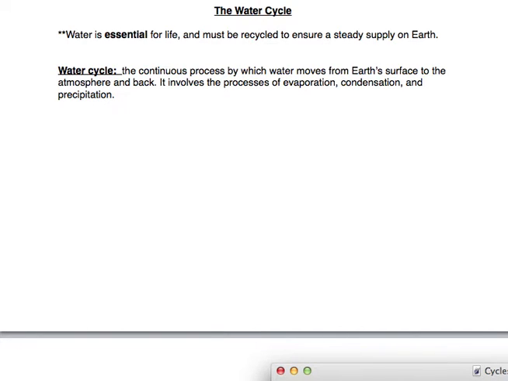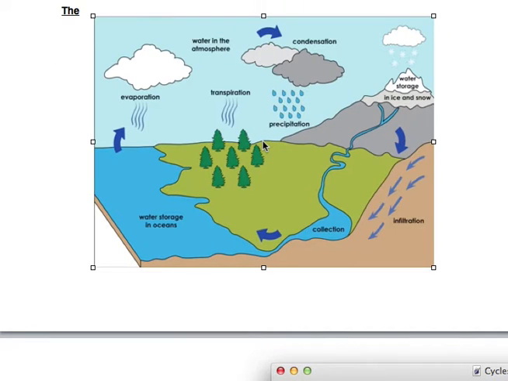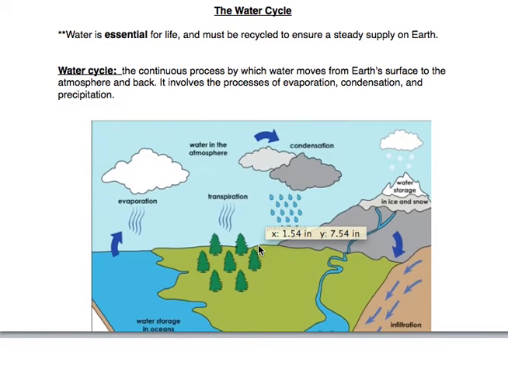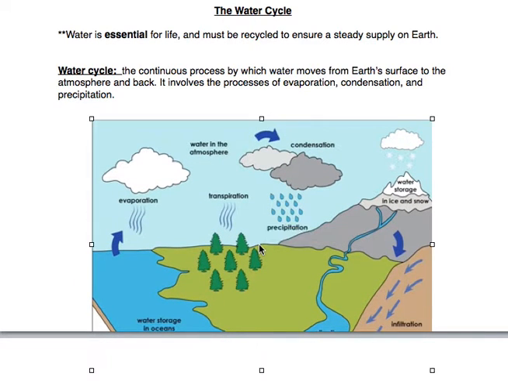So let's talk about what those 3 words mean. And we'll start with evaporation. Before I do that, I want to make sure that we put in this picture. Here is a picture of what the water cycle looks like.